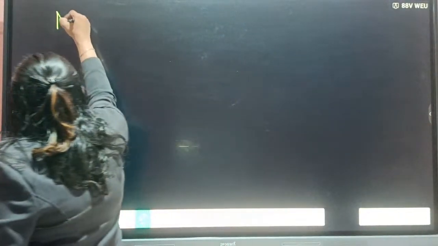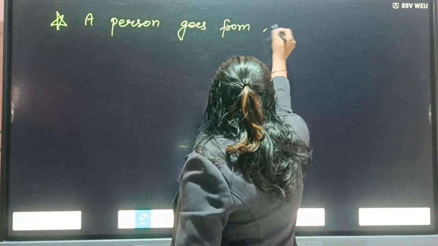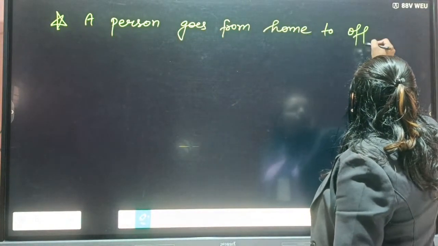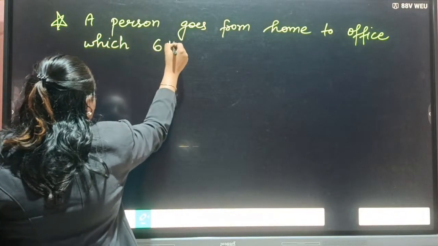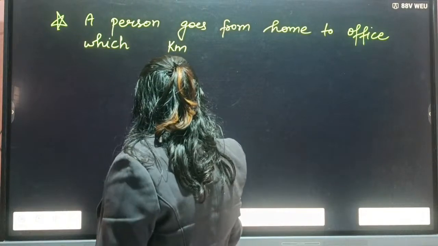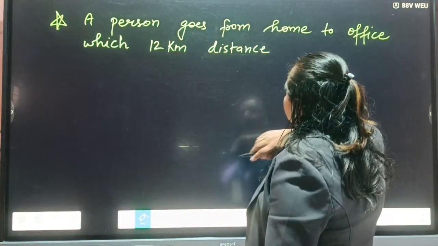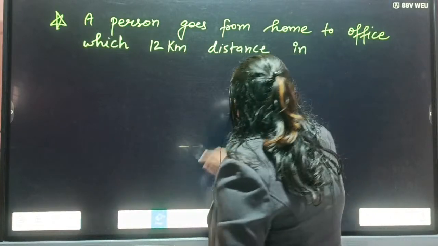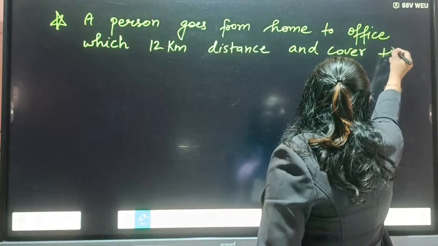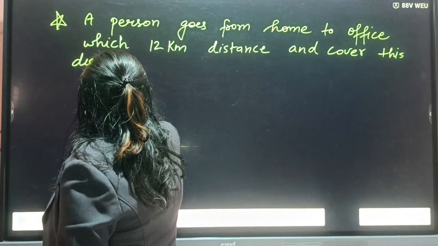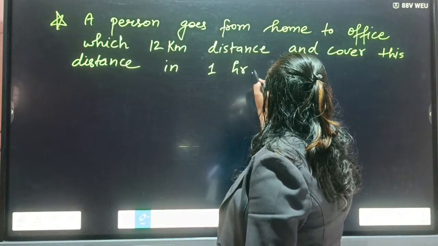Question: if a person goes from home to office, which is 6 kilometers or 11 kilometers, let's take 12 kilometers. Okay, 12 kilometer distance, and covers this distance in 1 hour.